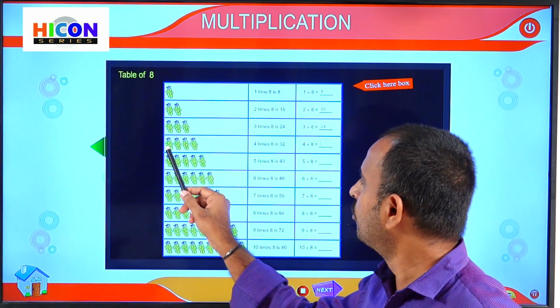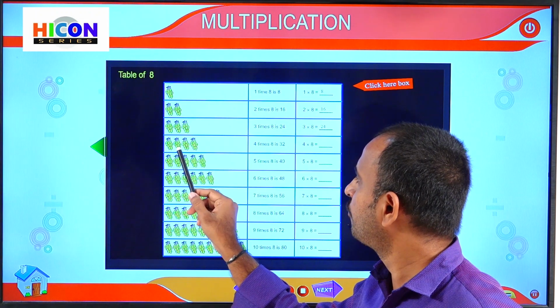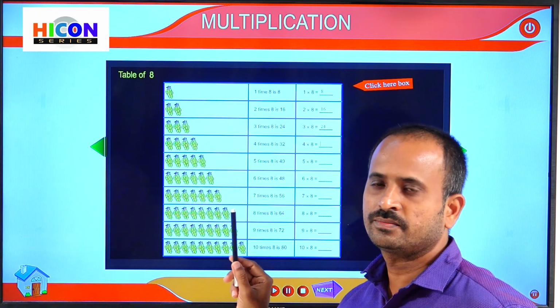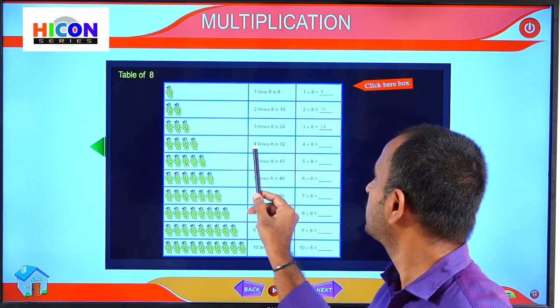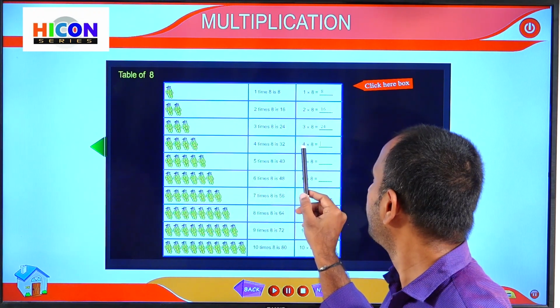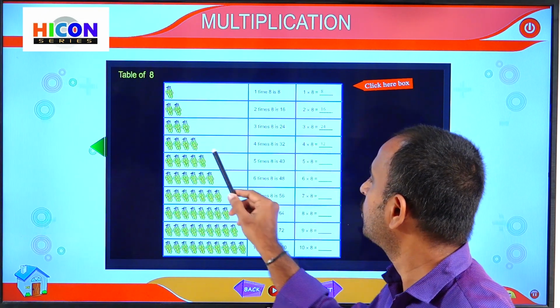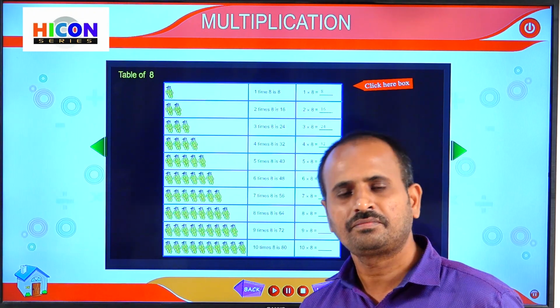So children, how many groups are there? There are 4 groups. Each group has 8 fruits, and this can be written as 4 times 8, that is 4 into 8, 4 eights are 32. So total there are 32 fruits.